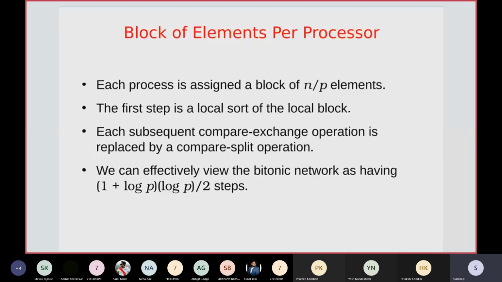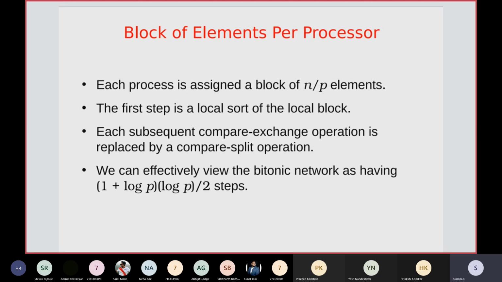In this case, in the Bitonic sort, you can provide each process a block of n by p elements. Here, n is the number of elements and p indicates the processing elements. If there are 100 elements and the number of processing elements is 10, then n by p means 100 by 10, that is 10 elements per processor. Okay, that will be provided for sorting purposes.